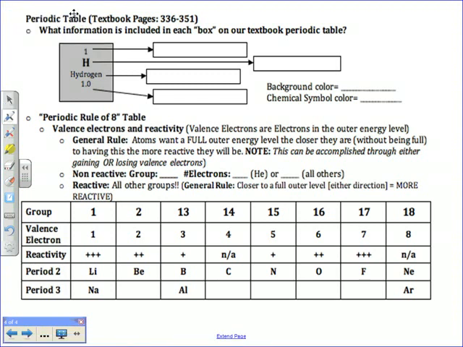Okay, class, now we're going to take a look at the periodic table, and this can be found in textbook pages 336 to 351. So what information is included in each box on our textbook periodic table, or for that matter, any periodic table? Well, first I want to take a look at this H. And this H is for hydrogen, and this is known as the chemical symbol. Next, we'll see a 1, and this 1 relates to the atomic number. The atomic number is the number of protons that an element has.